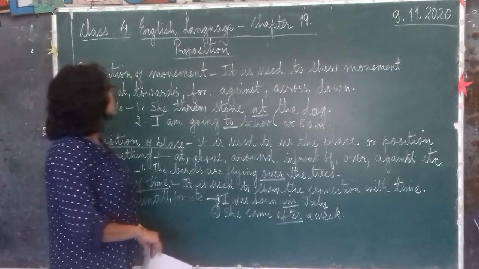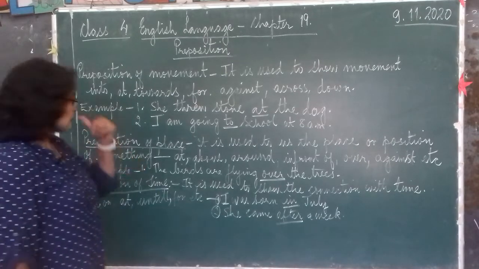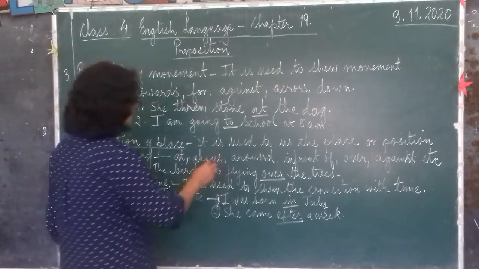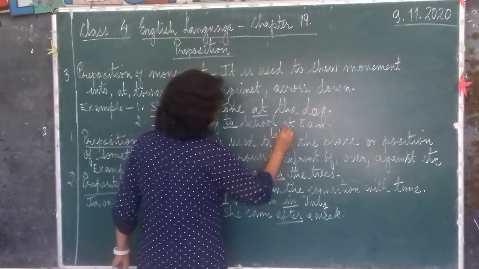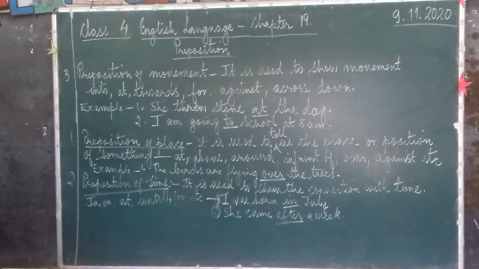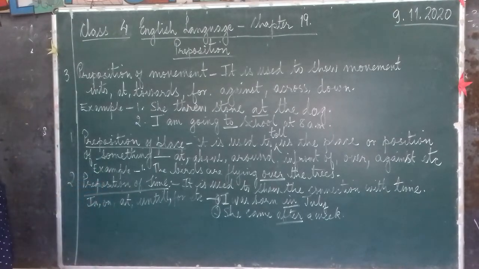The three types of preposition are preposition of place. It is used to tell us the place or position of something. At, above, around, in front of, over, against, etc. For example, the birds are flying over the tree. Okay? And so many examples I have given to you.